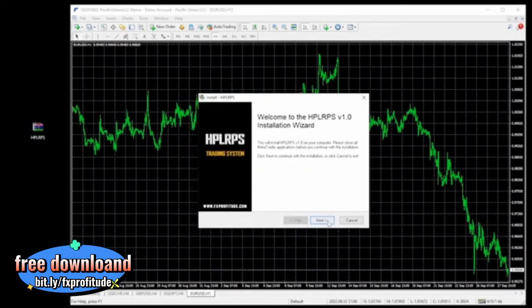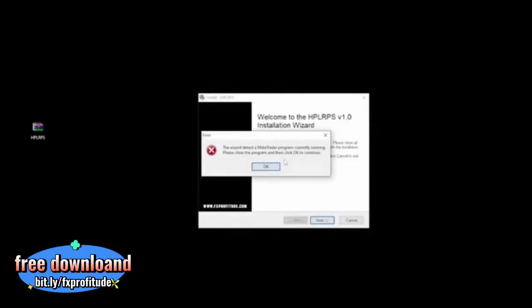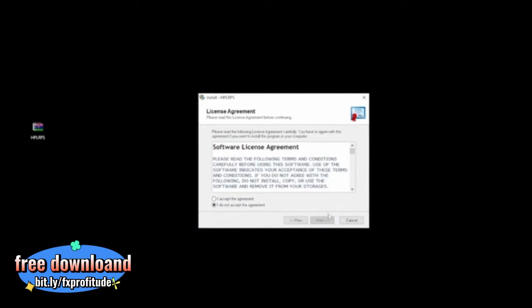And now with the installation wizard, I'm simply going to click next. And I get this error message because I have a MetaTrader chart open. That is the chart that you see in the background. So I'm going to X this to close it. And I'll hit OK on the error. And now I'm going to accept the agreement on the installation wizard and click next.